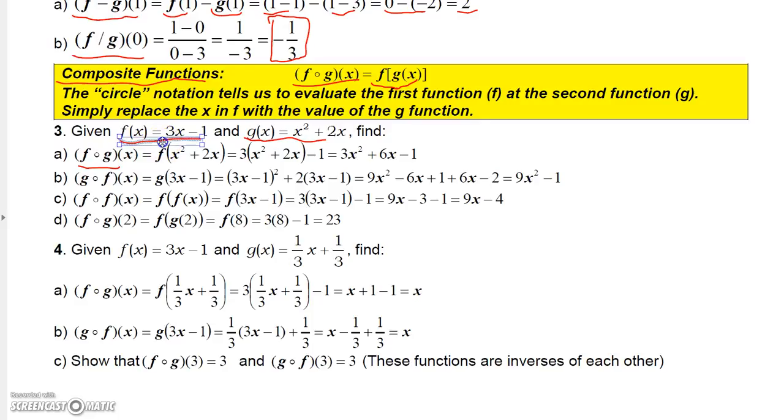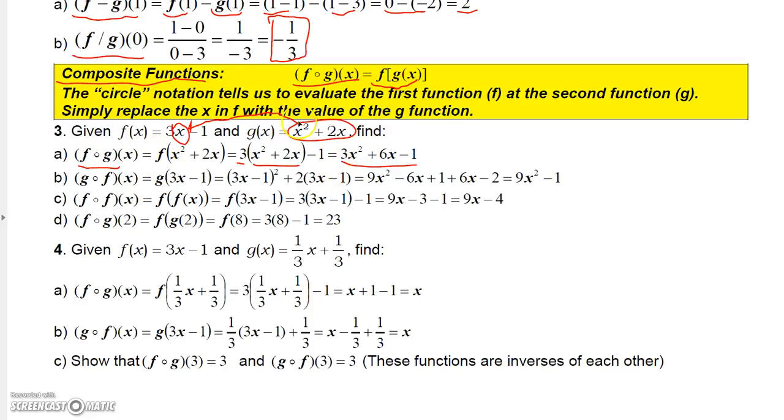Well, what that means is you're supposed to evaluate, as it says up here, you take f and you replace x with g of x. So basically I'm going to take this g of x, x squared plus 2x, and plug it in right there for x. That's going to give me 3 times, and then here's the g of x function, x squared plus 2x, minus 1. And then you just simplify it. 3 times x squared is 3x squared, 3 times 2x is 6x, and of course you just carry the minus 1 along with you. Okay? So that's how you do f of g of x.